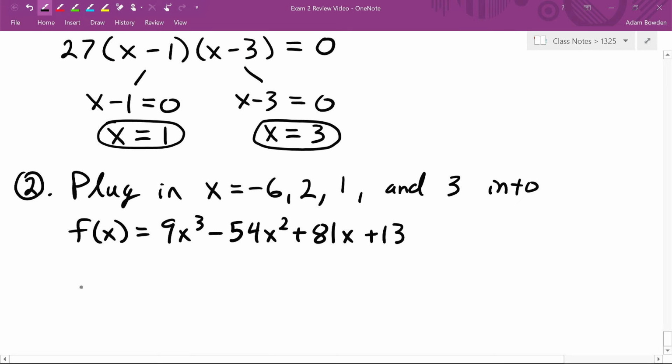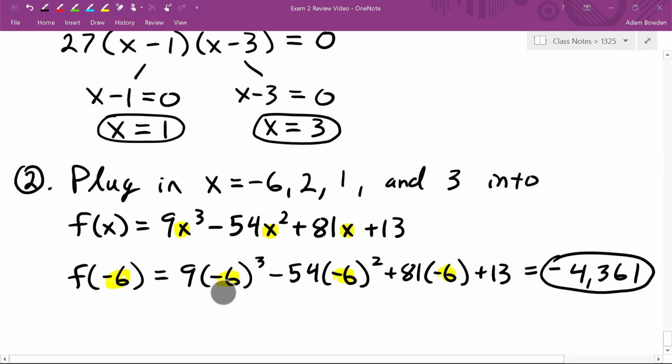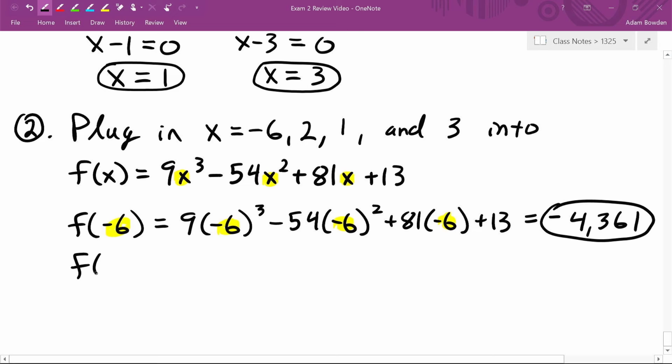So if we do that, starting with f of -6, I came out with -4,361 when I plugged in the -6. Now let's go through and plug in the 1, the 2, and the 3 and see what happens with those numbers inside the function instead.